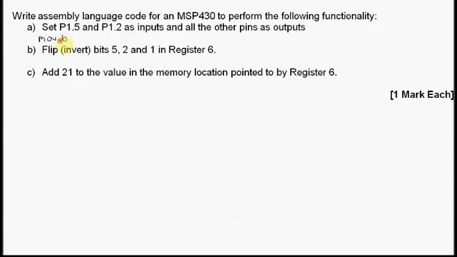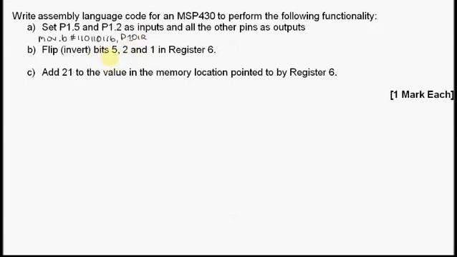move.b and we specify what we're doing. So an input we need to set it to a 0, an output we need to set it to a 1. So 7, 6, 5, 4, 3, 2, 1, 0. P1 dir.